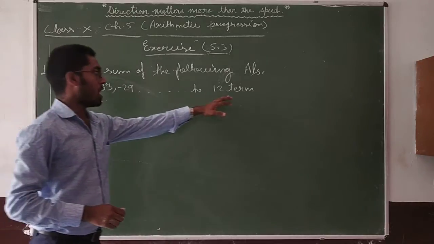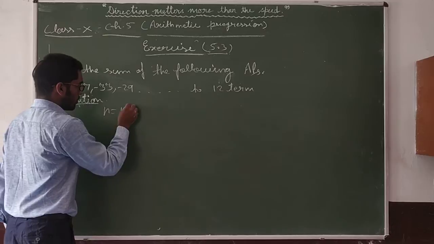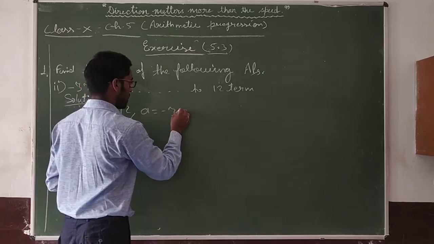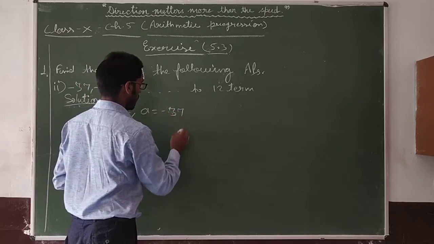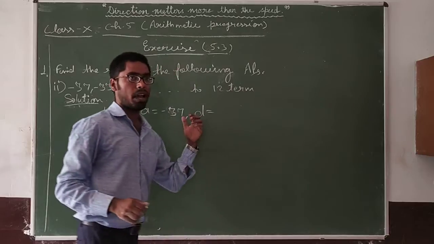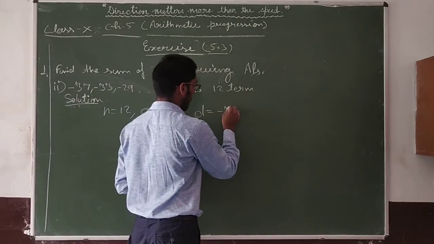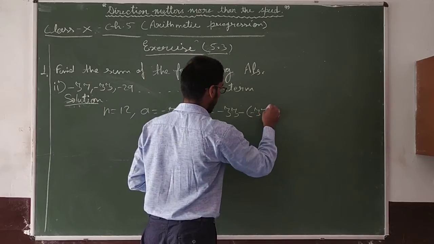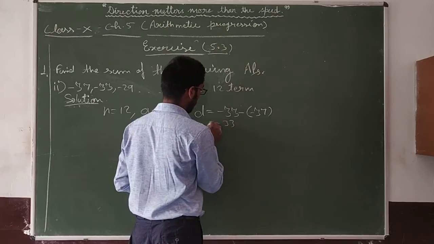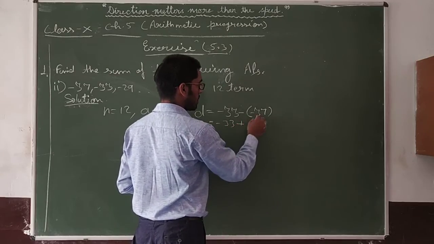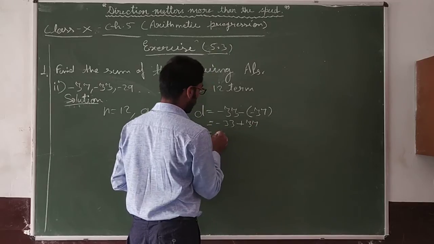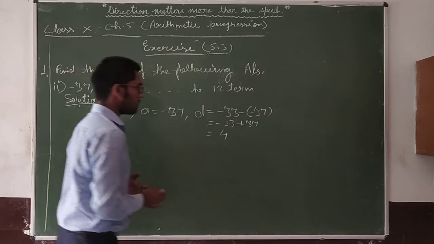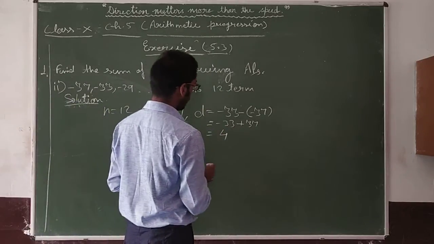Now the number of terms n is equal to 12. First term a is equal to minus 37. Common difference d is the second term minus the first term. The second term is minus 33, minus the first term minus 37. Then you will get minus 33 plus 37, so the common difference is plus 4.